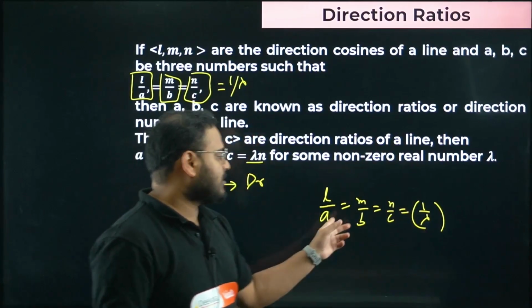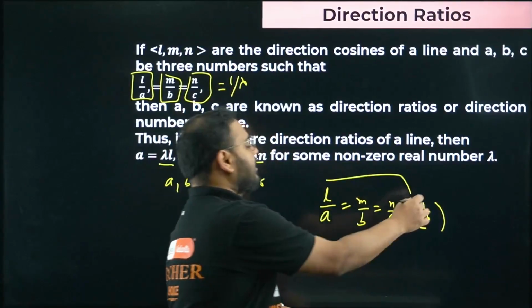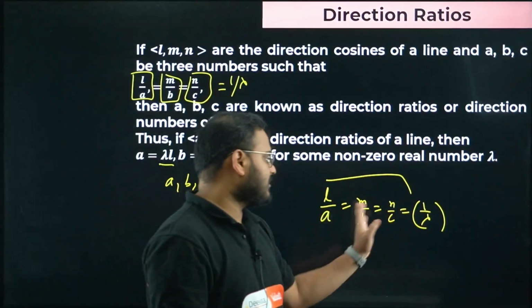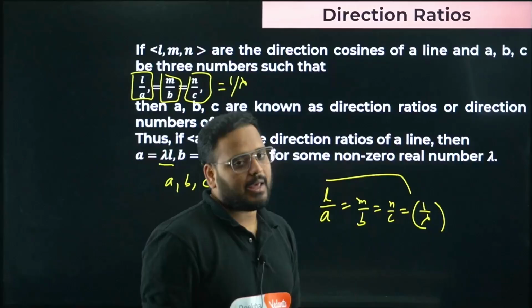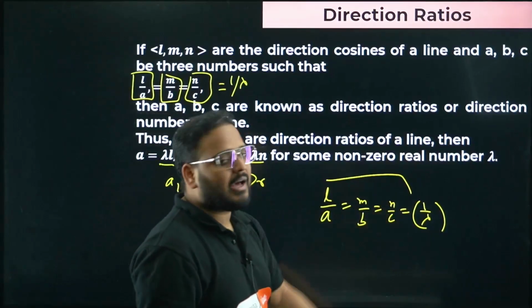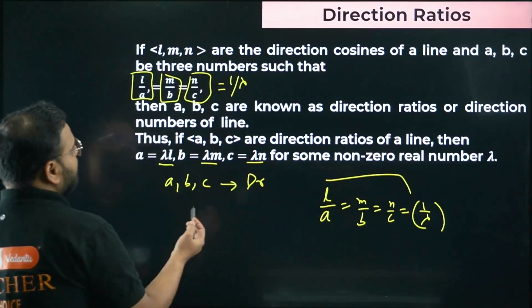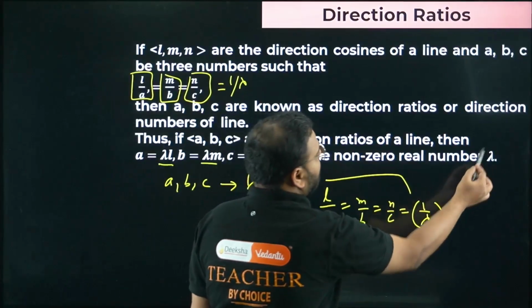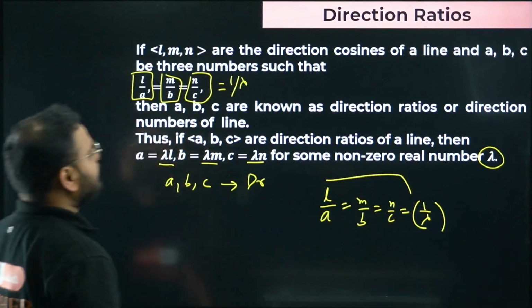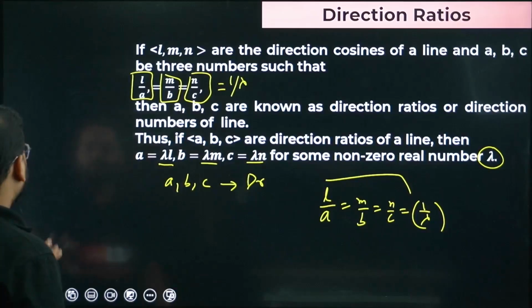If you do that, cross multiply the first two, what are you going to get? A equals lambda L. In the same way, with the second and the last, you get B equals lambda M, and so is the last, C equals lambda N. Please check here, for some non-zero real number lambda.